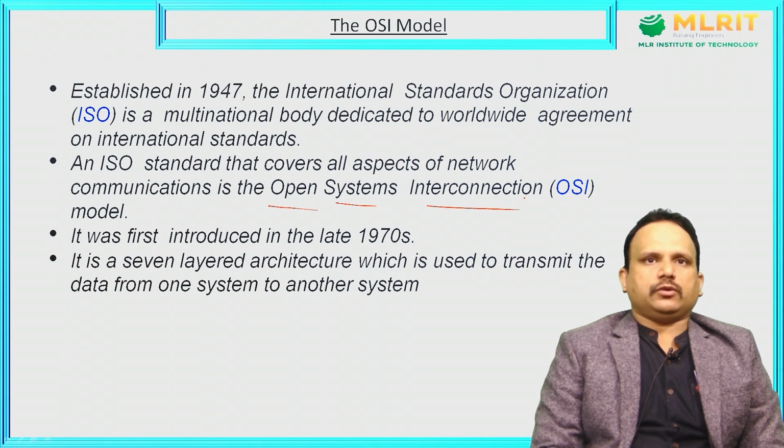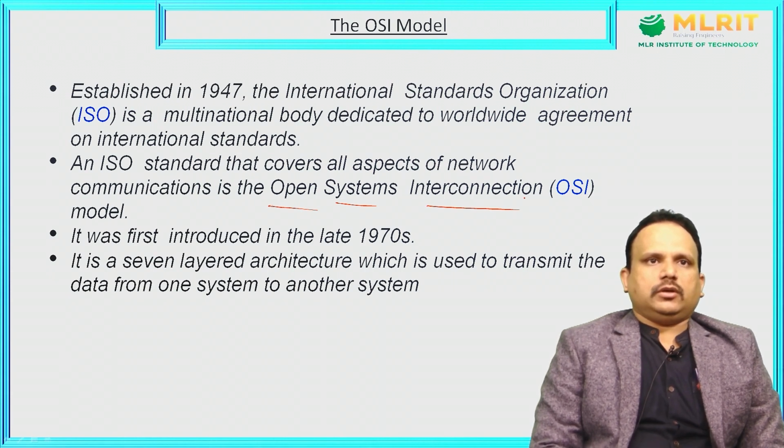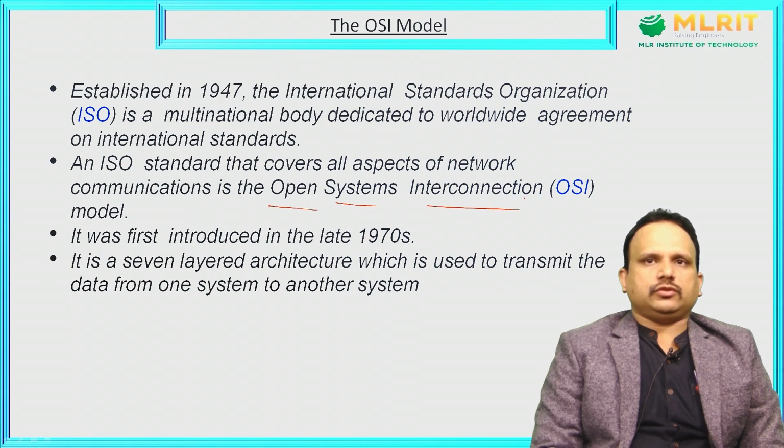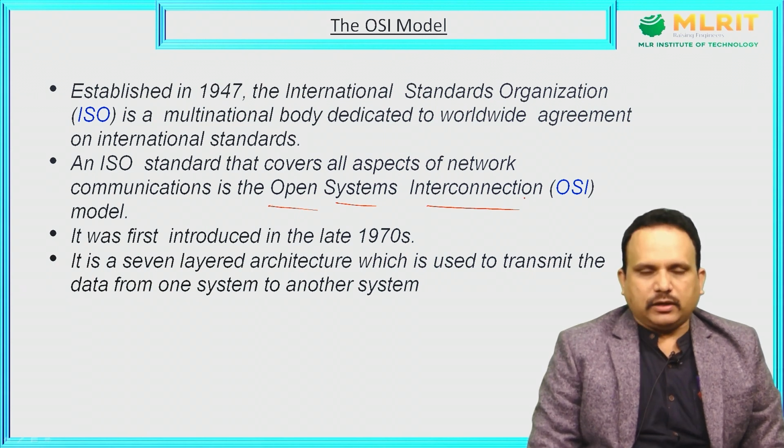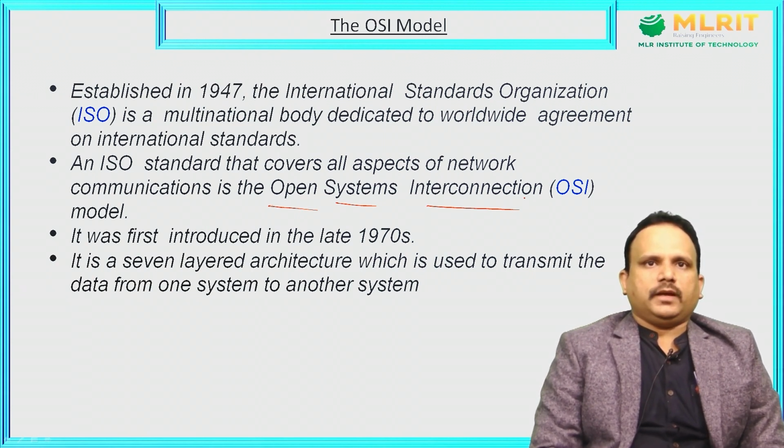It was first introduced in the late 90s. It is a 7-layered architecture which is used to transmit data from one system to another system. This OSI model was developed by ISO, the International Standard Organization. The main reason for this model is to facilitate communication between two systems. With the help of that 7-layered architecture, you establish the communication, or transmit the data, from one system to another system.